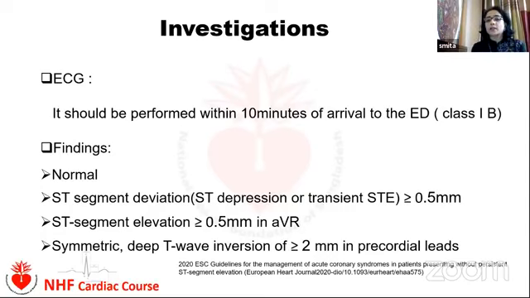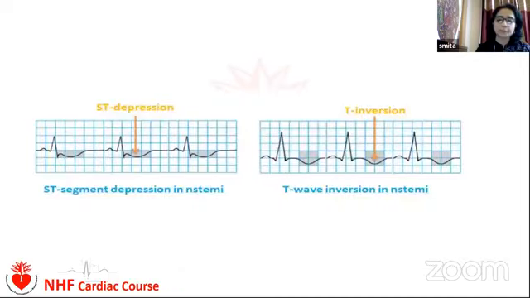European Society of Cardiology guidelines recommend that for any patient with chest pain in the emergency department, an ECG should be carried out within 10 minutes of arrival. There may be a number of findings in the ECG. The ECG may be normal; more than half of acute coronary syndrome patients may present with a normal ECG. There may also be ST segment depression or transient elevation, ST segment elevation in lead aVR, or T wave inversion.